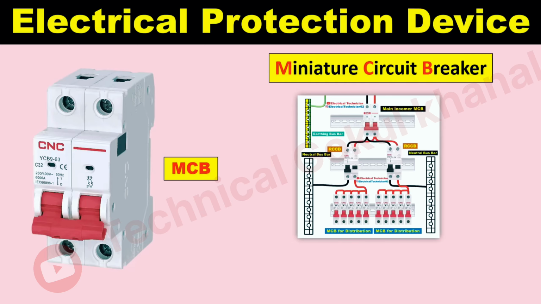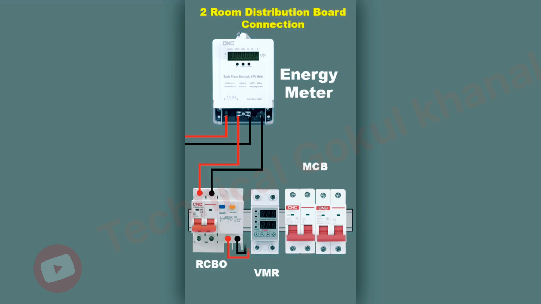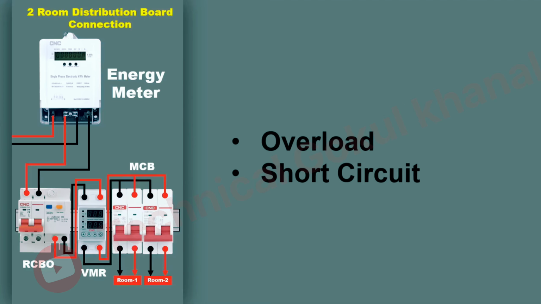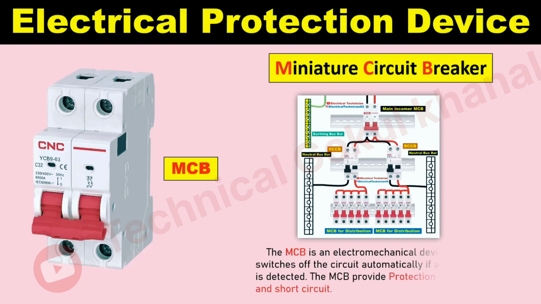Listen to this carefully. Friends, the power supply which comes to your home, in this power supply many electrical faults occur. Among all these faults, two faults are most common and can be observed in your home also. First one is overload and second one is short circuit. For protection from these two faults, we generally use MCB.